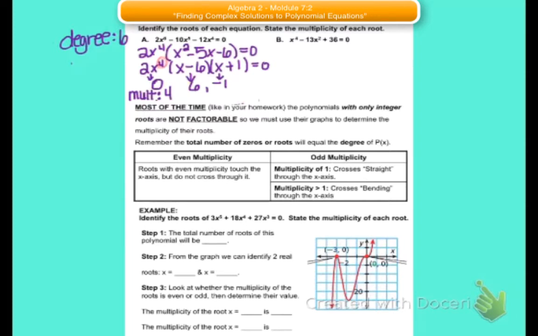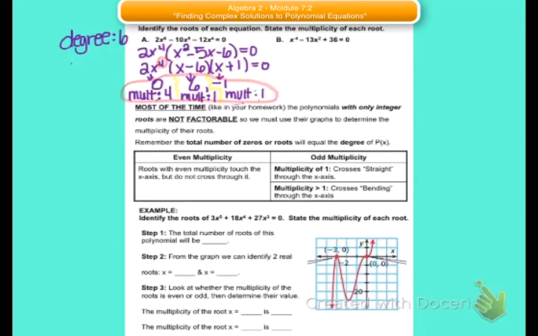And so this actually accounts for 4 of those solutions. Each of the others account for just 1. And so therefore, my 3 solutions are 0, 6, and negative 1, with 0 having multiplicity of 4. Okay, let's try another one.